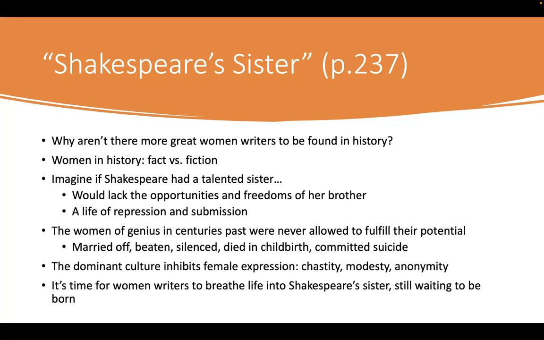And she theorizes that Judith, this imagined sister, would lack the same opportunities, and she would have a life of repression and submission, and she couldn't become a Shakespeare. It wouldn't have been possible for her. And so for Woolf, she believes that there were always women of genius, but often they were never able to fulfill their potential. They were married off, they were beaten, silenced, they died in childbirth, they committed suicide.